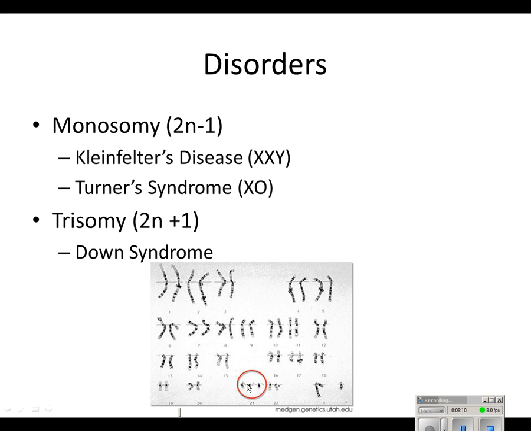There was non-disjunction here, so we ended up with two number 21s coming to this embryo, plus the extra. So one of them was maternal, one of them was paternal, or two of them were paternal and one was maternal. And then this could be identified through an amniocentesis, and it's also more likely in older women to have non-disjunction occur and have trisomy 21.